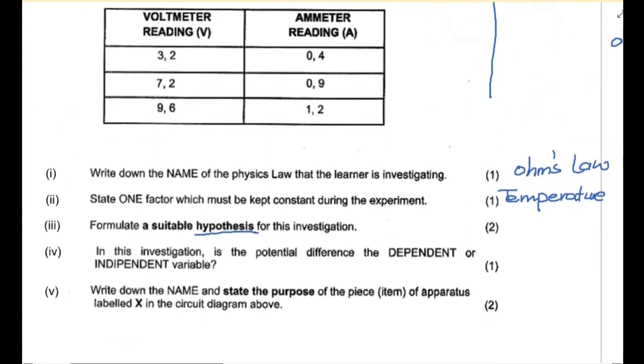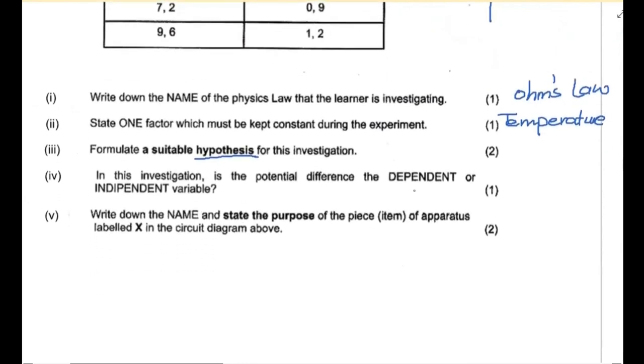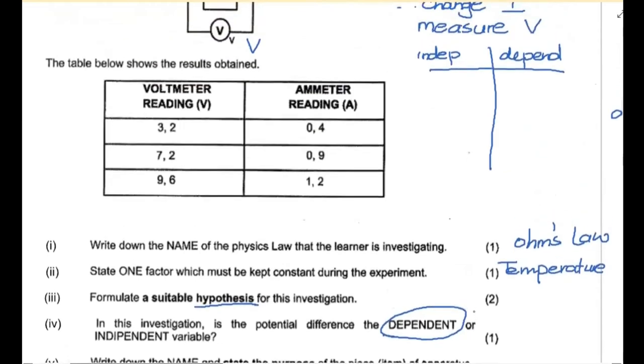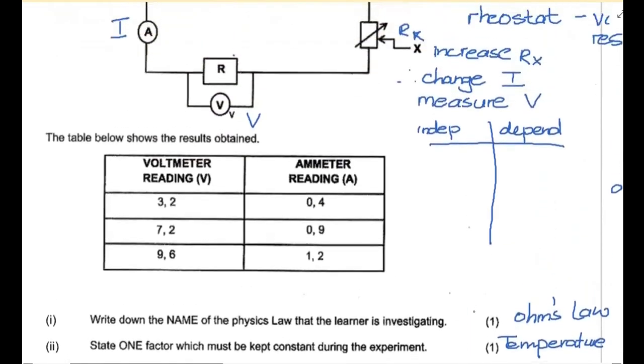Now they're asking in this investigation, is the potential difference the dependent or independent? It should be an E. So remember we said that in this investigation, it is the dependent. Sorry, I would just like to ask, because with Ohm's law you can take either potential difference or current as the independent. So in this case, could you also see it as not being a mistake where the voltmeter readings are given first, because it's Ohm's law?